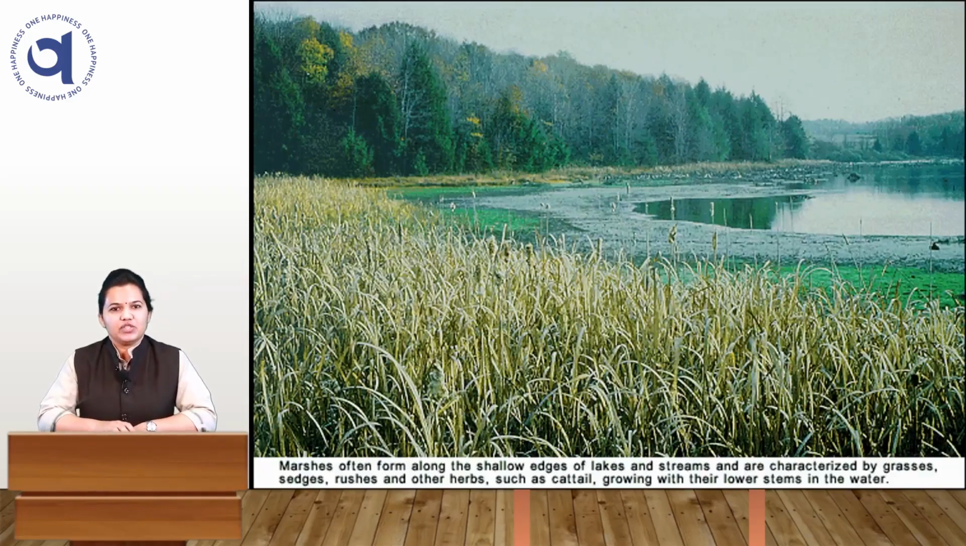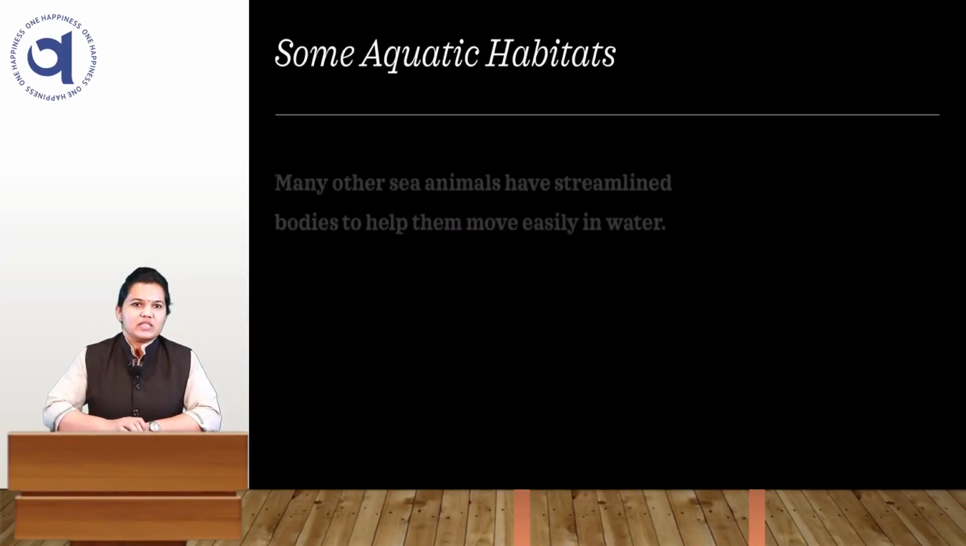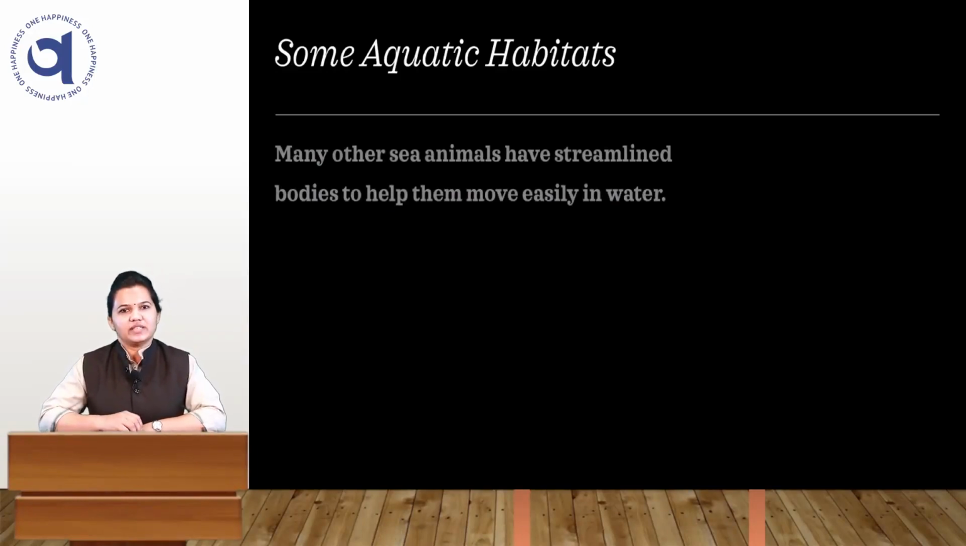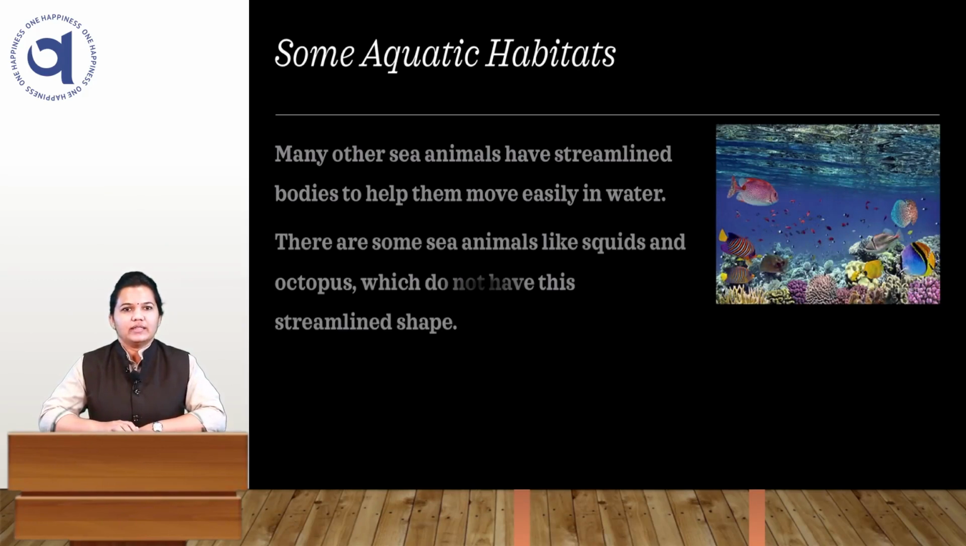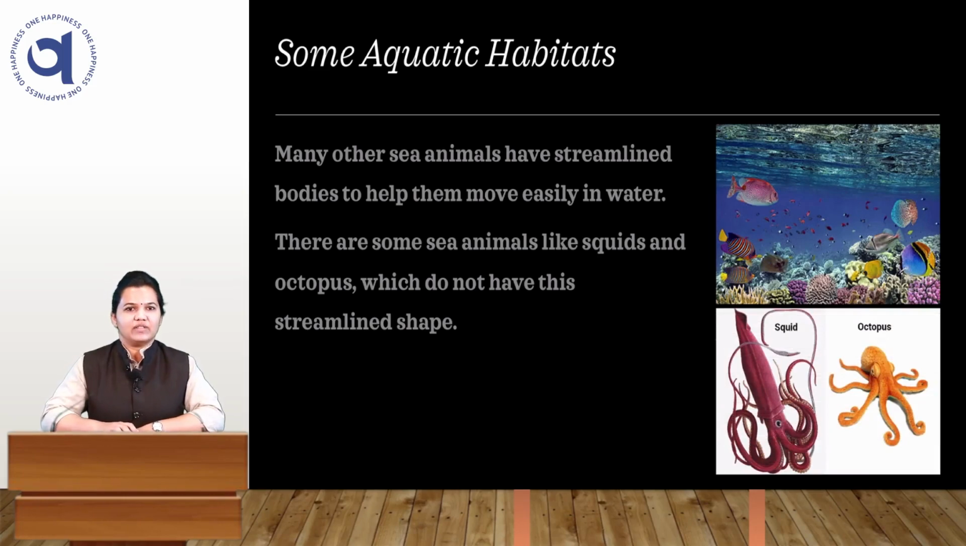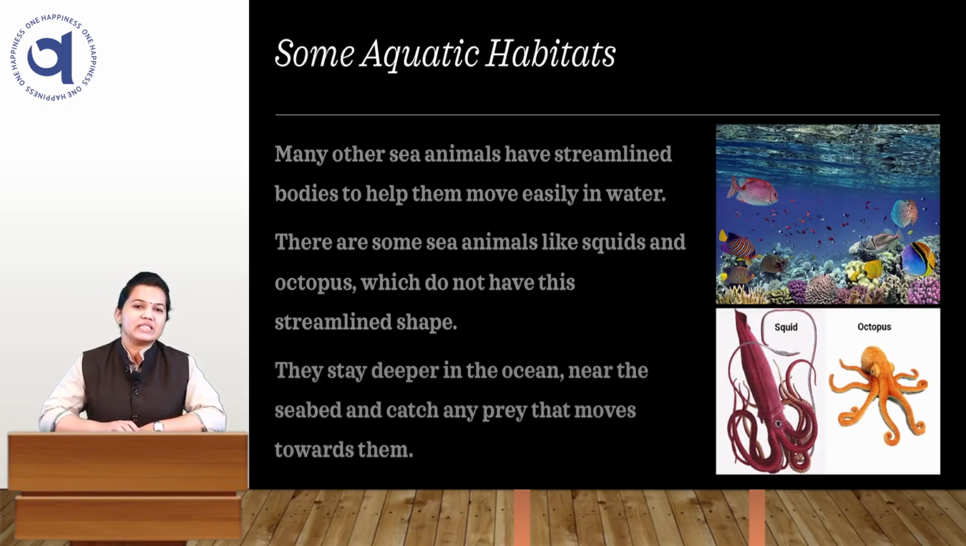Here we can see a picture of marshes. Marshes often form along the shallow edges of lakes and streams. We can see here a muddy and watery area, mostly in swamp areas. In aquatic habitats, many sea animals have streamlined bodies to help them move easily in water. There are some sea animals like squids and octopus which do not have these streamlined shapes. They stay deeper in the ocean near the seabed and catch any prey that moves towards them.